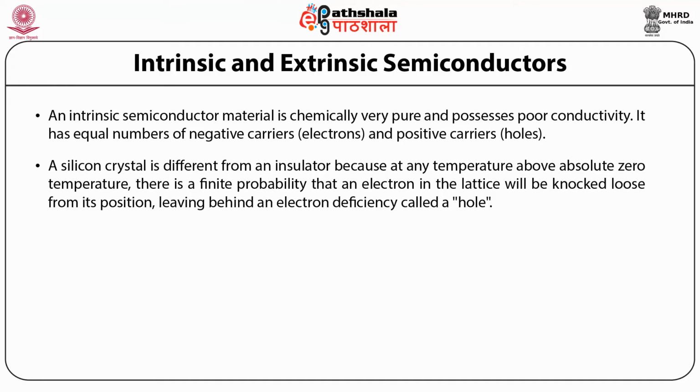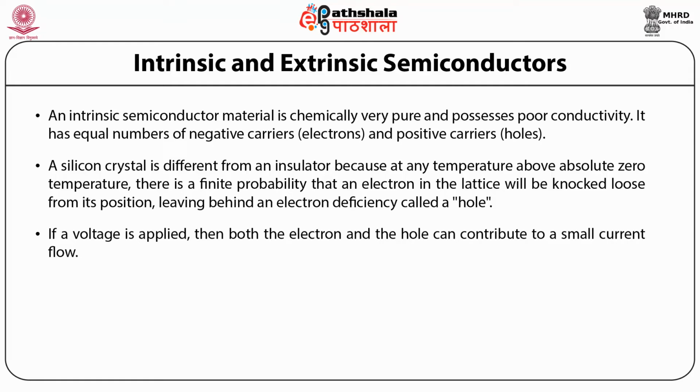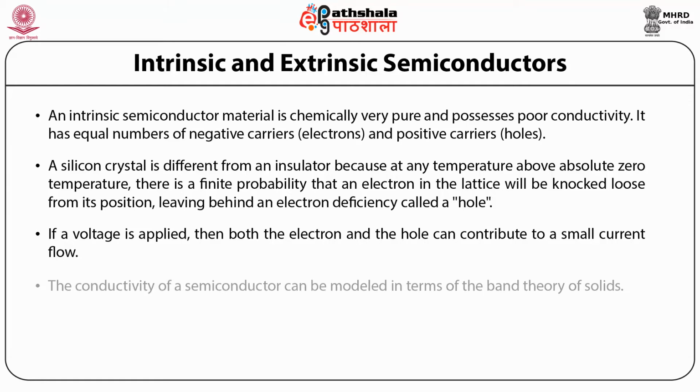A silicon crystal is different from an insulator because at any temperature above absolute zero, there is a finite probability that an electron in the lattice will be knocked loose from its position, leaving behind an electron deficiency called a hole. So if a voltage is applied, both the electron and the hole can contribute to a very small current flow.